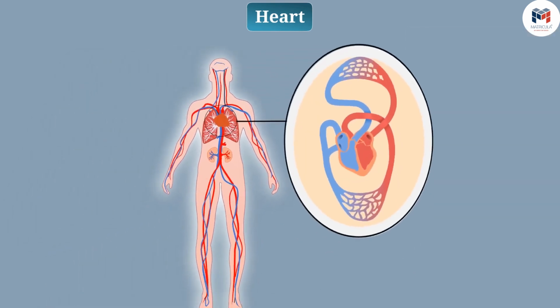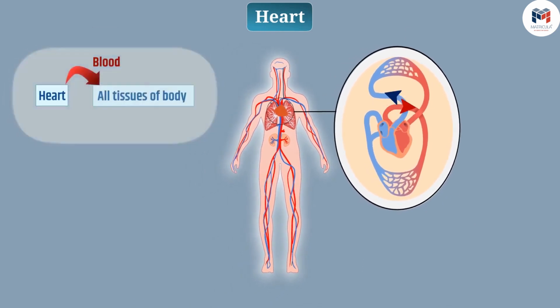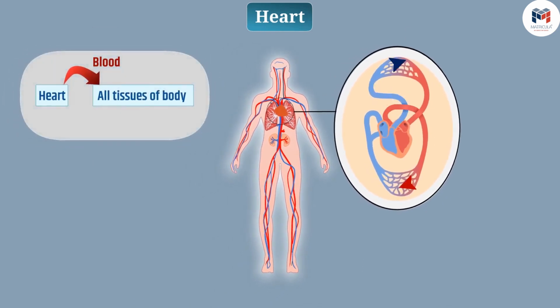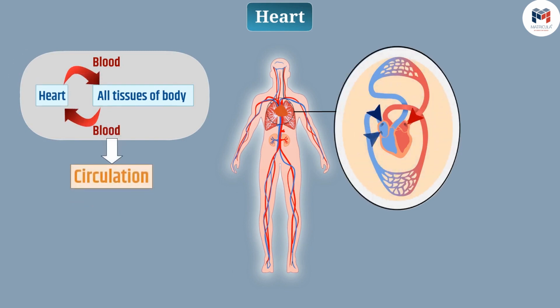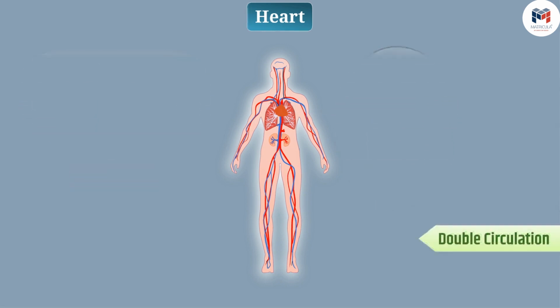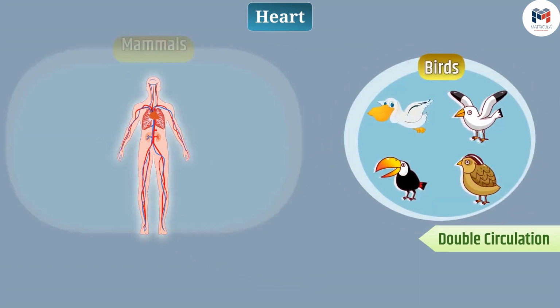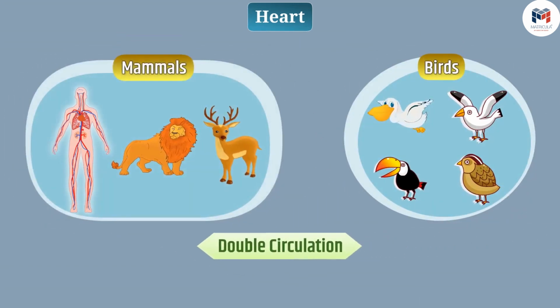The continuous movement of blood from heart to all the tissues of the body and from all the tissues of the body to the heart is called circulation. Since blood enters the heart twice in each cycle of circulation, hence it is called double circulation. Birds and mammals have double circulation.